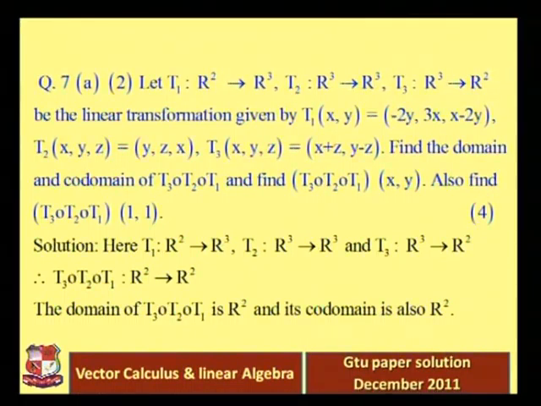Now T1, T2 and T3. So T3 T2 T1, that composition of 3 transformations, is defined from R2 to R2 because of the domain of T1 and the codomain of T3. So what is the domain of T1? That is R2, and the codomain of T3 is also R2. So that is defined from R2 to R2.